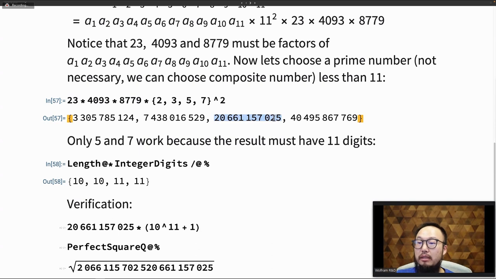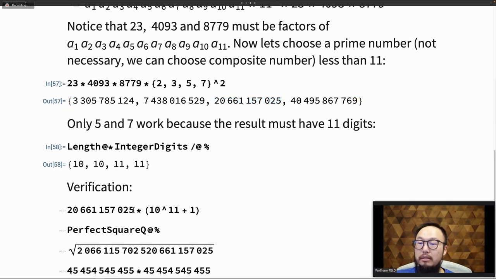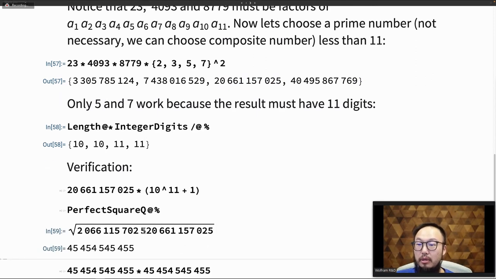So let's just take out this number and multiply by 10 to the power 11 plus 1, and find out if it's a perfect square. It is. You just take the square root of this, and that's the result. So this times this is a perfect square, which means you repeat this number, take the square root, and multiply. It is the integer square root of the number.